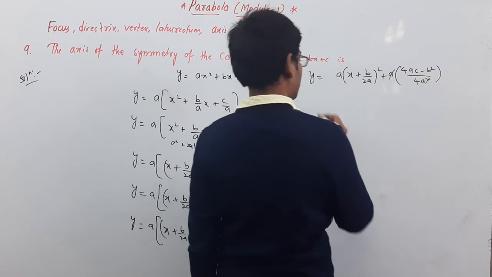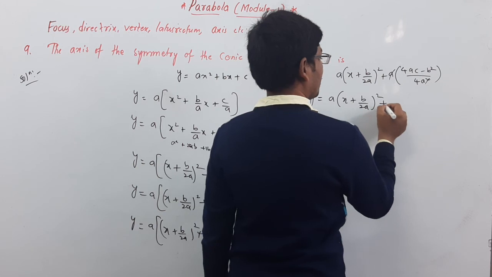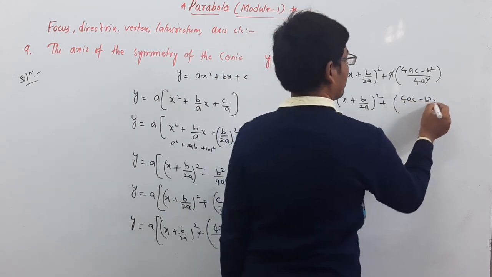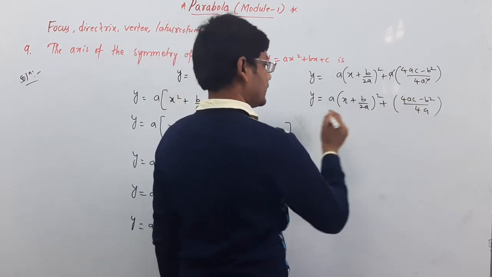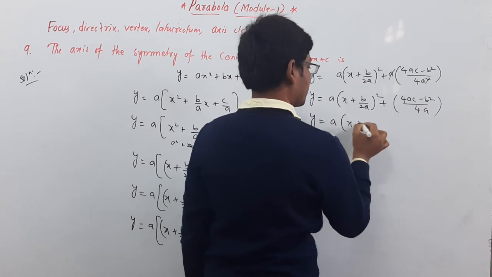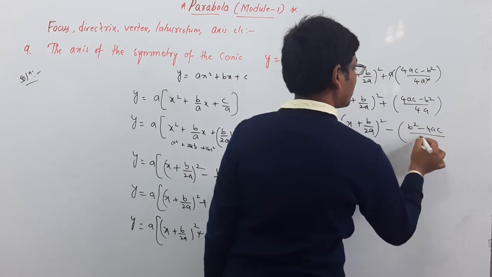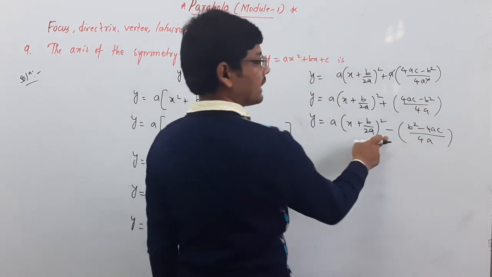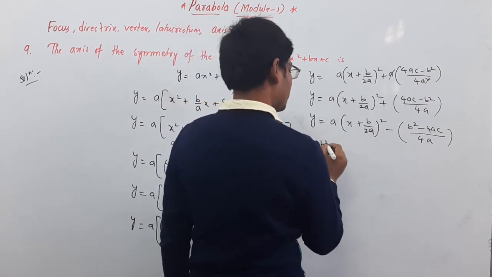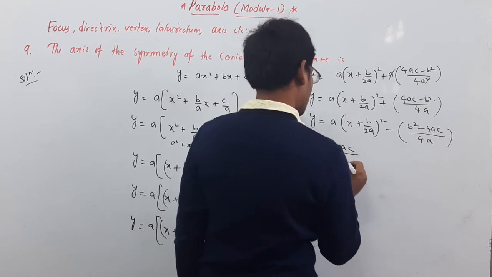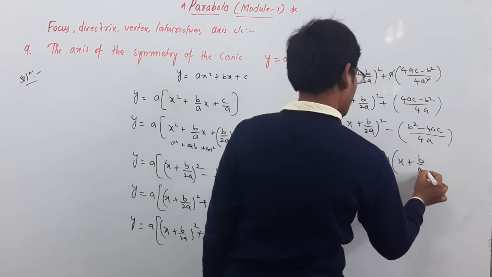So a gets cancelled here, y is equal to a into (x plus b by 2a) whole square plus 4ac minus b square by 4a. And if you change the terms here, y is equal to a into (x plus b by 2a) whole square minus of (b square minus 4ac) by 4a. I am interchanging the terms, changing this sign as negative here. If you send this side, y plus (b square minus 4ac) by 4a is equal to a into (x plus b by 2a) whole square.